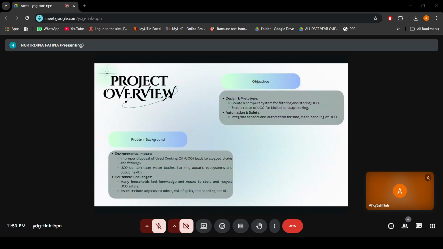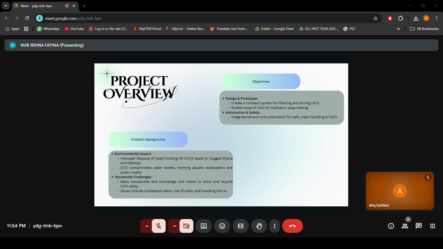So first, we are going to present our project overview. Starting with the problem background, we focus on two. First is environmental impact, where improper disposal of used cooking oil leads to clogged drains and fatbergs. Second, used cooking oil contaminates water bodies, where it harms aquatic systems.